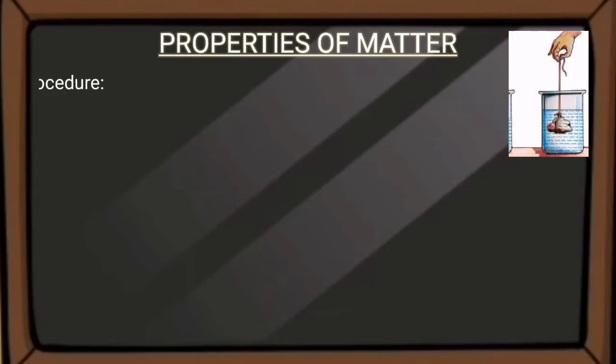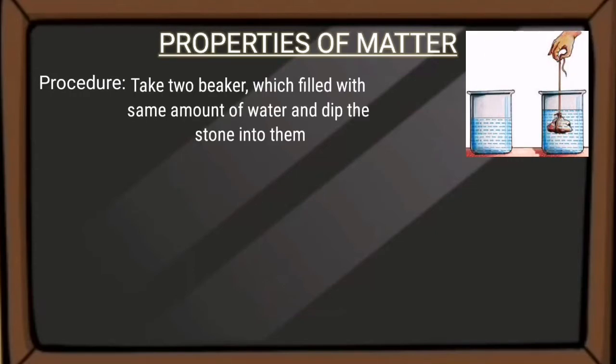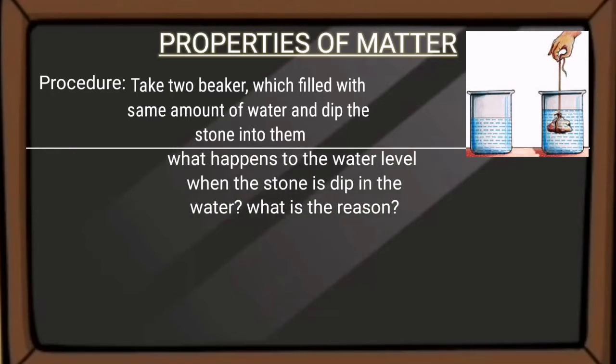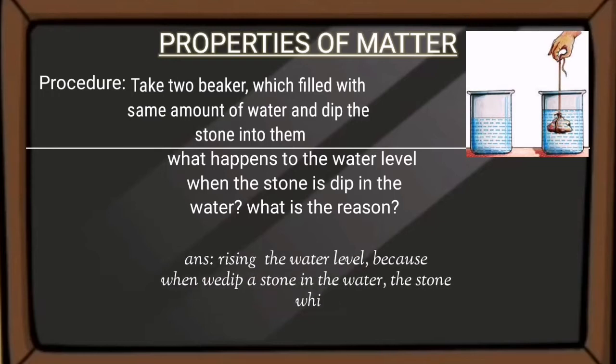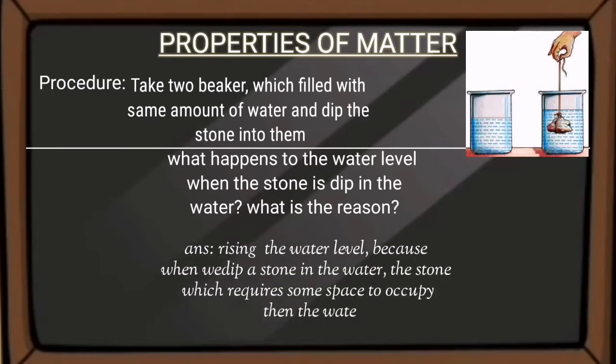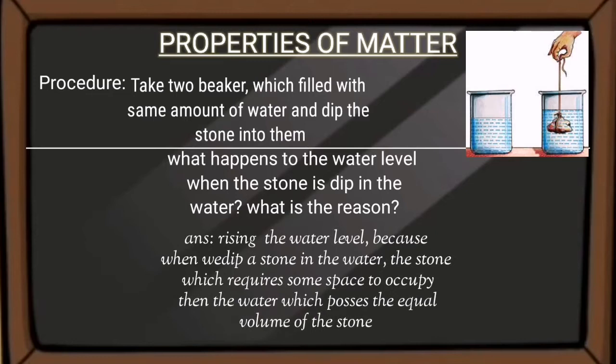Procedure. Take two beakers filled with the same amount of water and dip the stone into one of them. What happened to the water level when the stone is dipped in the water? What is the reason? The water level rises because when we dip a stone in the water, the stone requires some space to occupy, then the water which possesses equal volume of the stone will be raised.